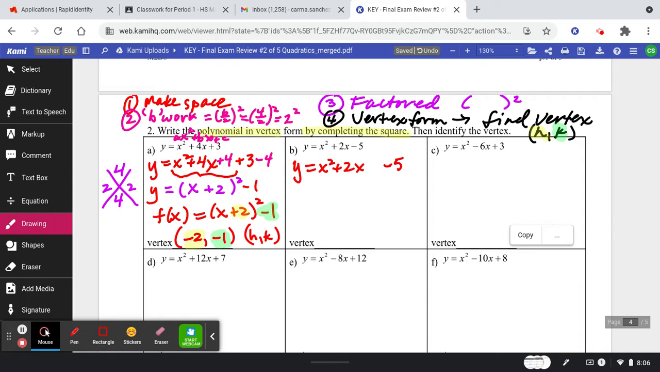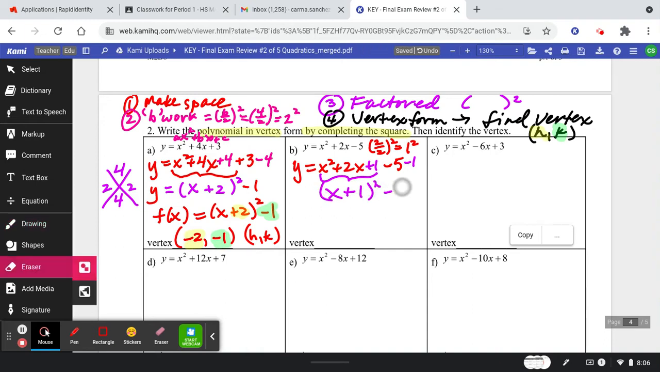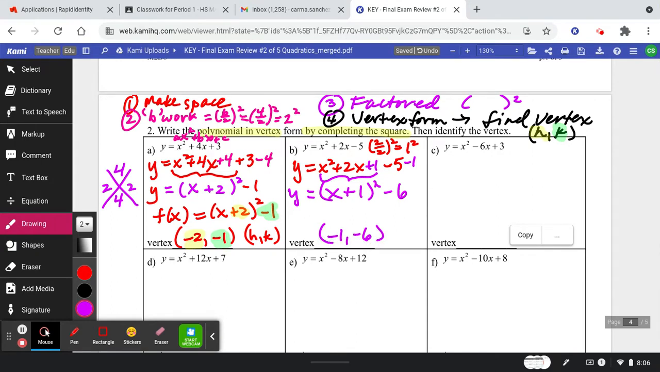Okay, step 1, make space. Step 2, B work. Means I'm going to be adding 1 and subtracting 1. This makes the x plus 1 squared perfect, minus 6 off the back. And then what's my vertex? Negative 1, negative 6. How'd you do?